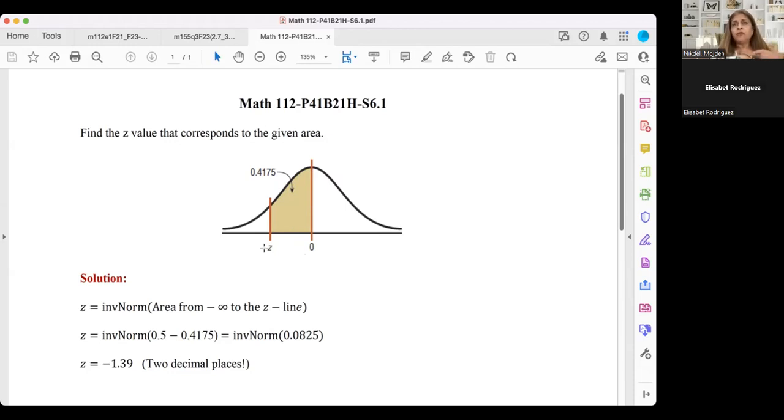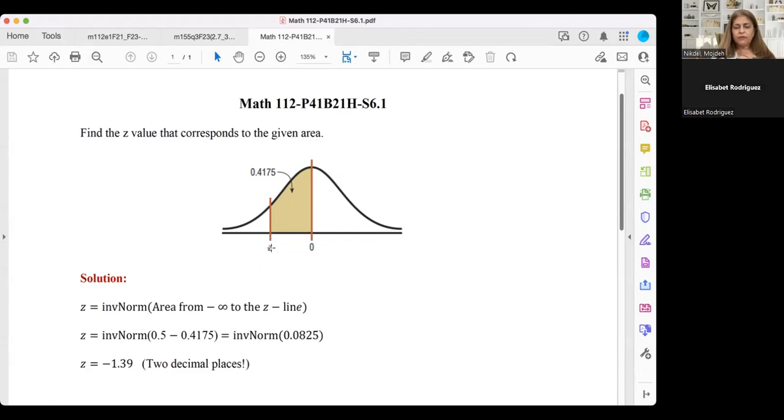Now, what is the formula that we use if we have the area under the curve? If we have the area under the curve, we use the formula Z equals inverse norm. There is only one parameter. What is the parameter? The area from negative infinity to the Z line.